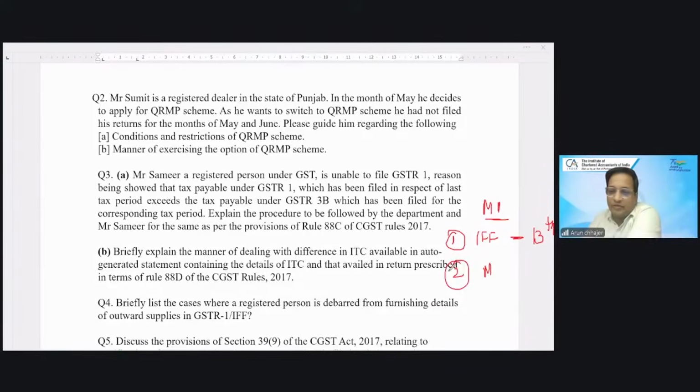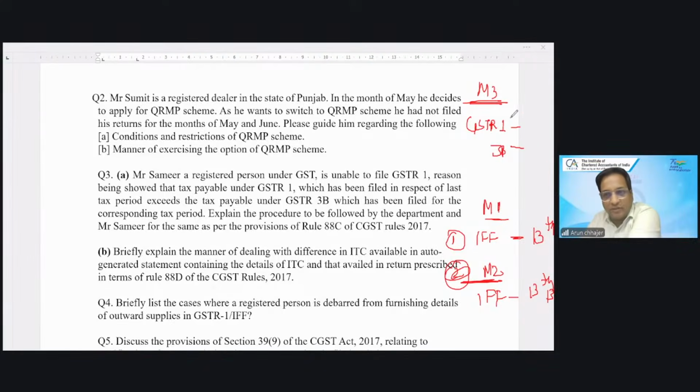Month 2, which return? Which form I need to file? Month 2, same, 13th. ठीक है. Month 3, what I need to file? Which return I need to file? This time GSTR 1 as well as GSTR 3B.